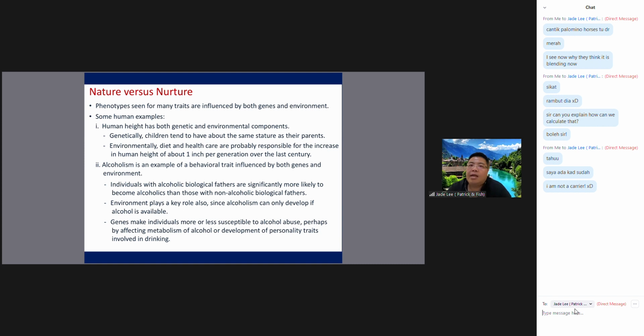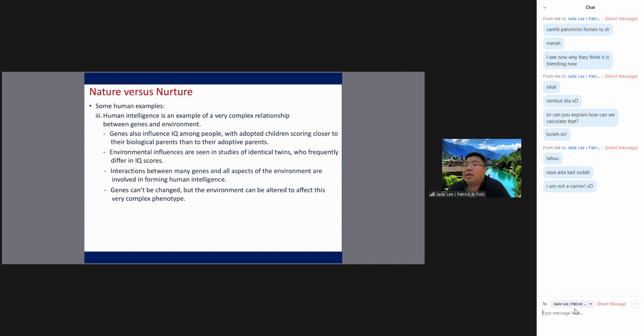Itu satu. Ya, satu lagi, the alcoholism is an example of behavior trait influenced by both gene and also environment juga. Okay, contohnya orang yang minum alkohol ni pun ada disebabkan gene. And some human intelligence also is an example of very complex relation. Okay, biasanya mereka yang pergi ke sekolah yang bagus-bagus, ya, kenapa IQ mereka lebih bagus? Tetapi kalau mereka yang berasal daripada kampung atau luar bandar ataupun di pedalaman, biasanya IQ mereka kurang sikit. Okay, ini tidak bermaksud bahawa IQ mereka sangat rendah, ya. Bukan semua orang bandar di pedalaman semua IQ rendah, tidak.